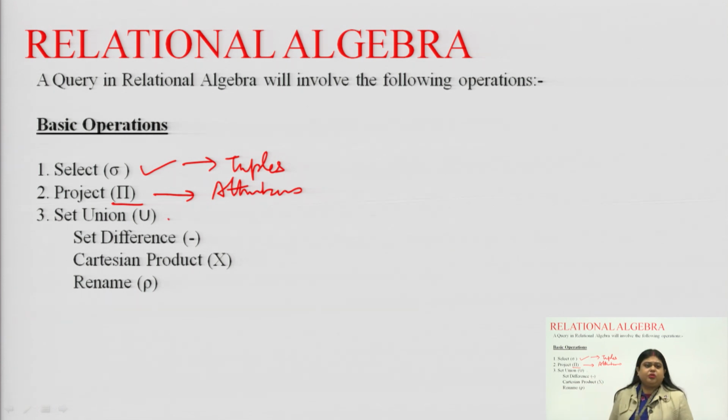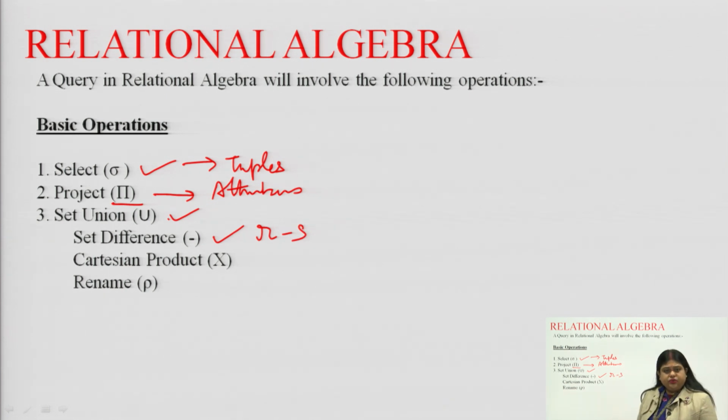Next, we have the set union operation. Union, we all know, is basically merging two relations together. So, if we have a relation R and a relation S, we are going to merge them into a new relation Z, let us say. For that we will be using the union operation. We have the set difference operation, in which we write something like R minus S. It will give you those tuples which are there in R, but they are not there in S. We will see how these operations are implemented, and how we are actually going to use them for information retrieval.